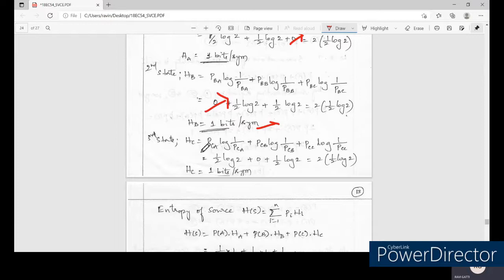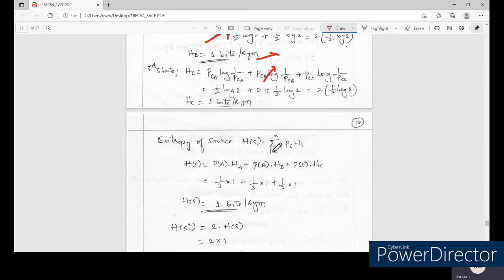Similarly for the third state, H of C is nothing but P of CA log 1 by P of CA, P of CB log 1 by P of CB, P of CC log 1 by P of CC. Since from CA we have one source symbol emitting, and from CC one more source symbol emitting, whereas from CB there is no symbol emitted, therefore H of C will be 1 bits per symbol.